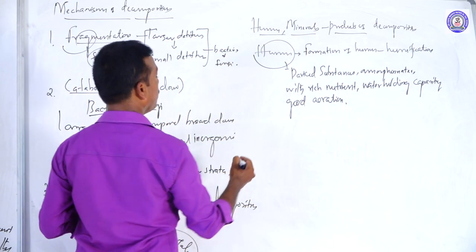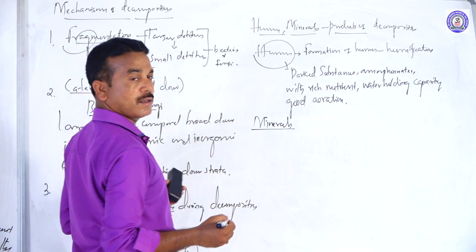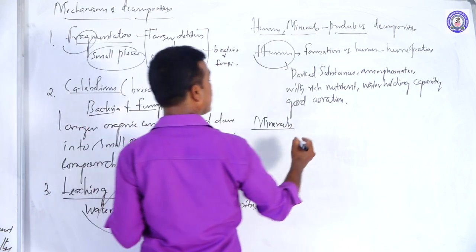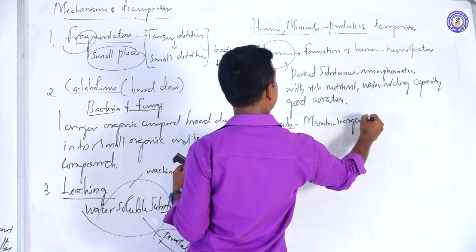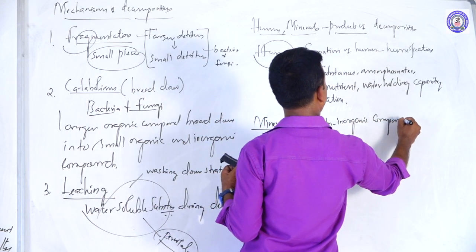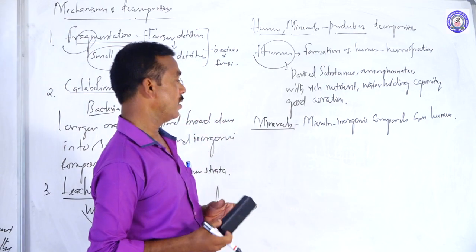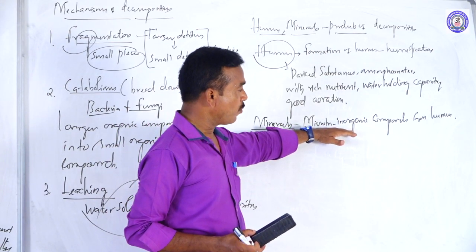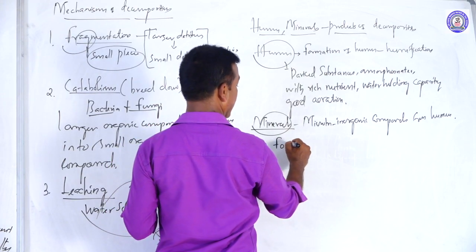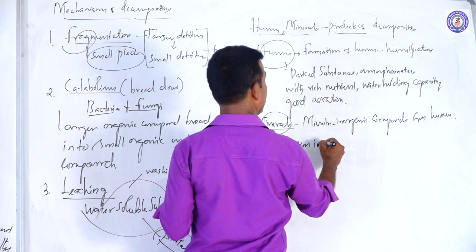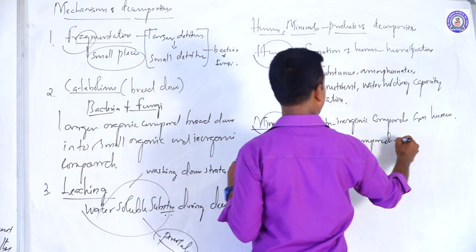So what are they called? Minerals. Some microbes separate inorganic compounds from humus. Some microbes separate inorganic compounds from the humus, which are commonly called minerals. The formation of minerals, or the formation of inorganic compounds, is called mineralization.